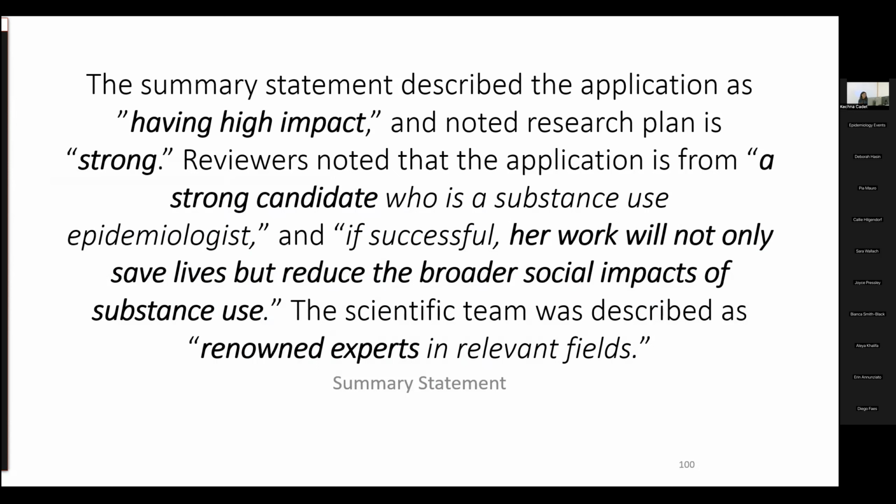The reviewers talked about how it came from a strong candidate, but what really stuck out to me is that it says, if successful, her work will not only save lives, but reduce the broader social impact of substance use. And as I said earlier in the presentation, that was the whole goal of being a substance use epidemiologist: to make that impact so that people like my brother would not lose their lives unnecessarily, right? And so I'm very excited to have such an amazing scientific team to help me accomplish the goals of the work.